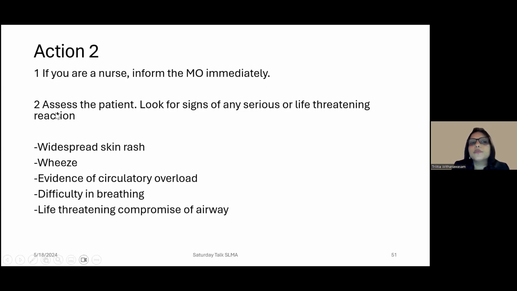Then action 2: if you are a nursing officer, immediately you have to call a medical officer, because you are not competent to manage a transfusion reaction. If you are a medical officer, junior house officer, you have to attend immediately, assess the patient, and look for the signs of serious life-threatening situations, as we just mentioned here.